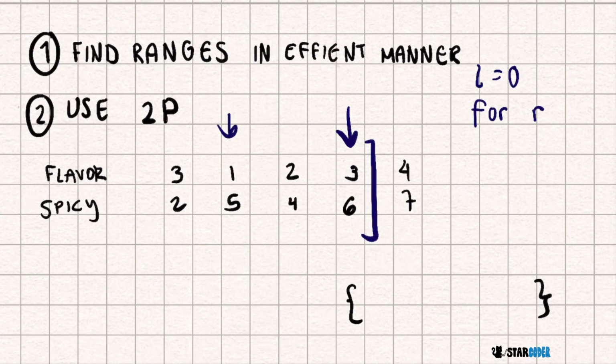But in addition to that, we're actually going to keep a set. And not just a set, we're going to keep a multi-set. So we're going to have L and R, say they're right here. And every time we increment L, we're going to have this multi-set on hand, and it's going to contain all of the spiciness values so far.